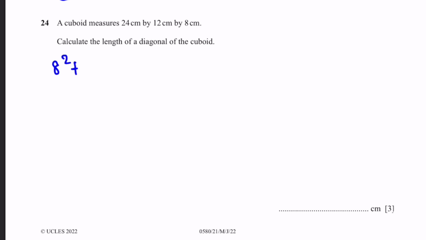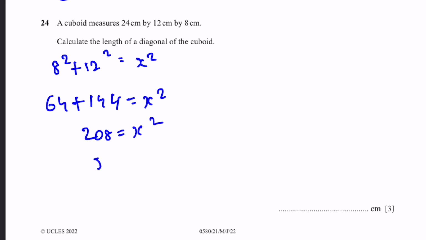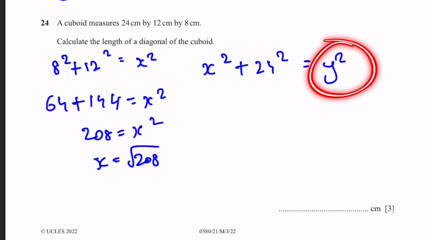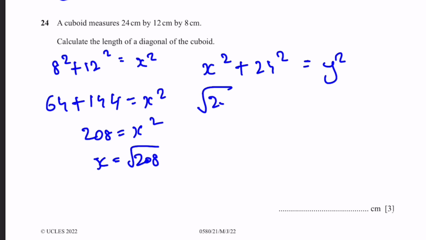So 8 squared plus 12 squared equals, let's say, x squared for the solution for this, the hypotenuse of the base of the cuboid. This means that 64 plus 144 is equal to x squared. Now 208 is x squared and x is equal to the root 208. We can leave it like this for now. Now x squared plus 24 squared is equal to y squared, which is the diagonal of the cuboid. That's why we can leave it like this for now, because then we have to square it.